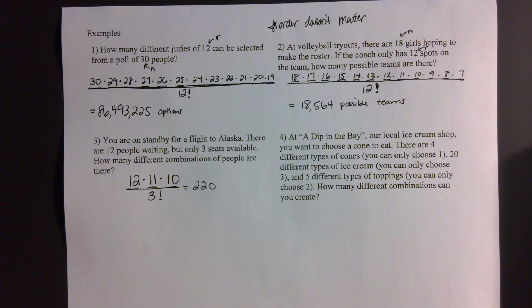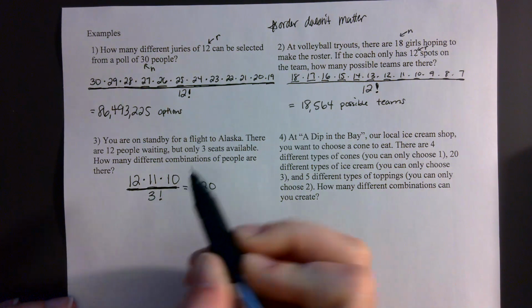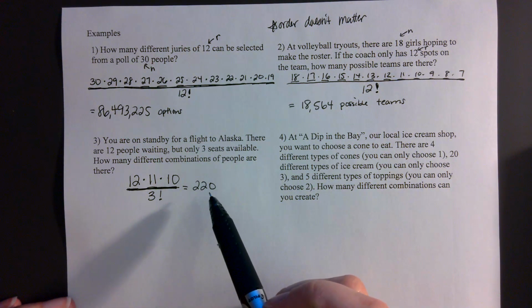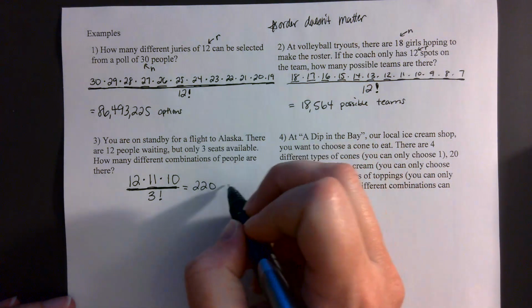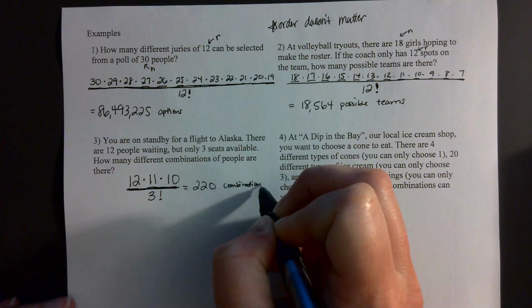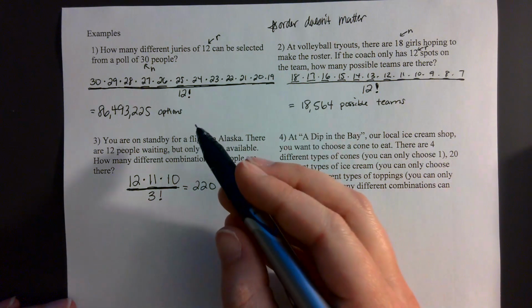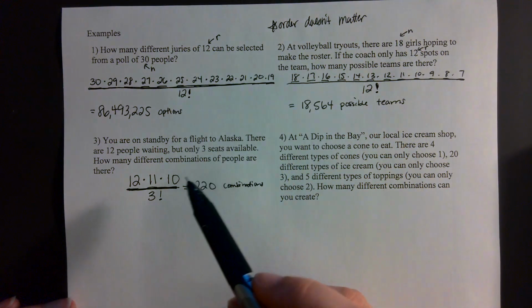Alrighty, so taking a look at the very last, well, second to last question, really. You should have gotten 220 different combinations of people. Grab the label. So combinations of people here. And this could be juries options instead of juries, but it's fine.